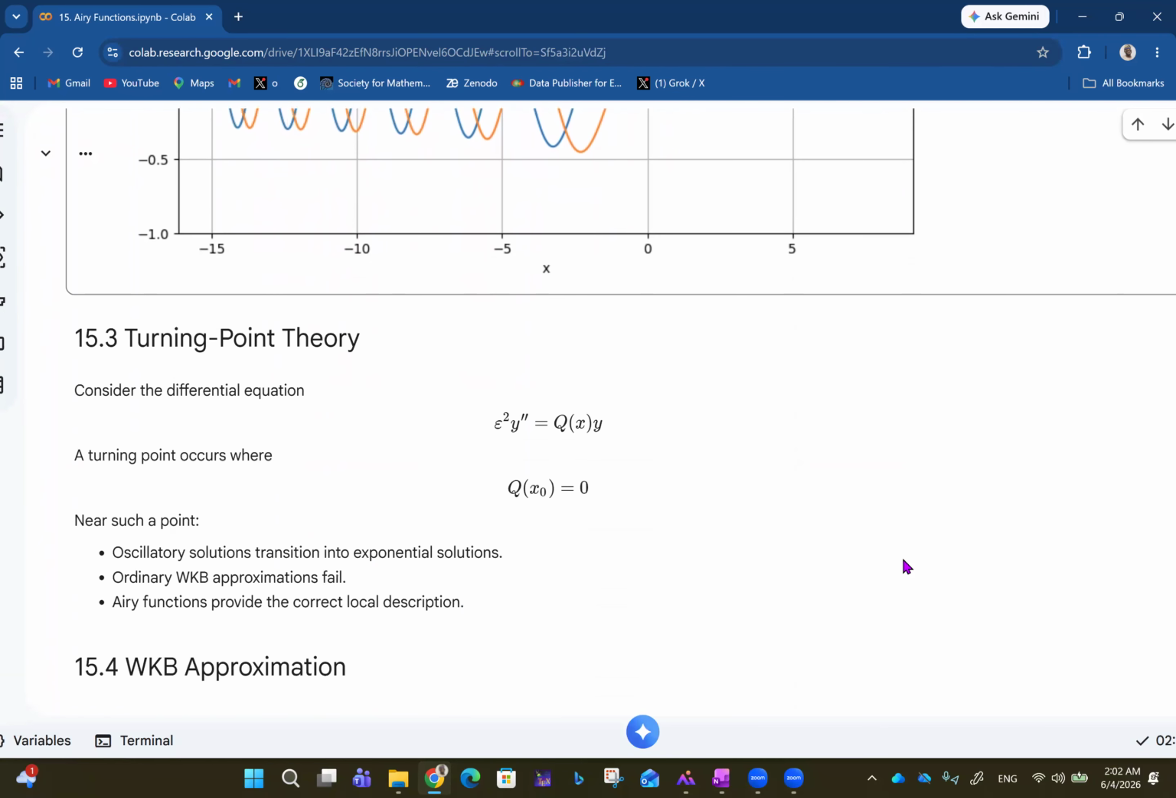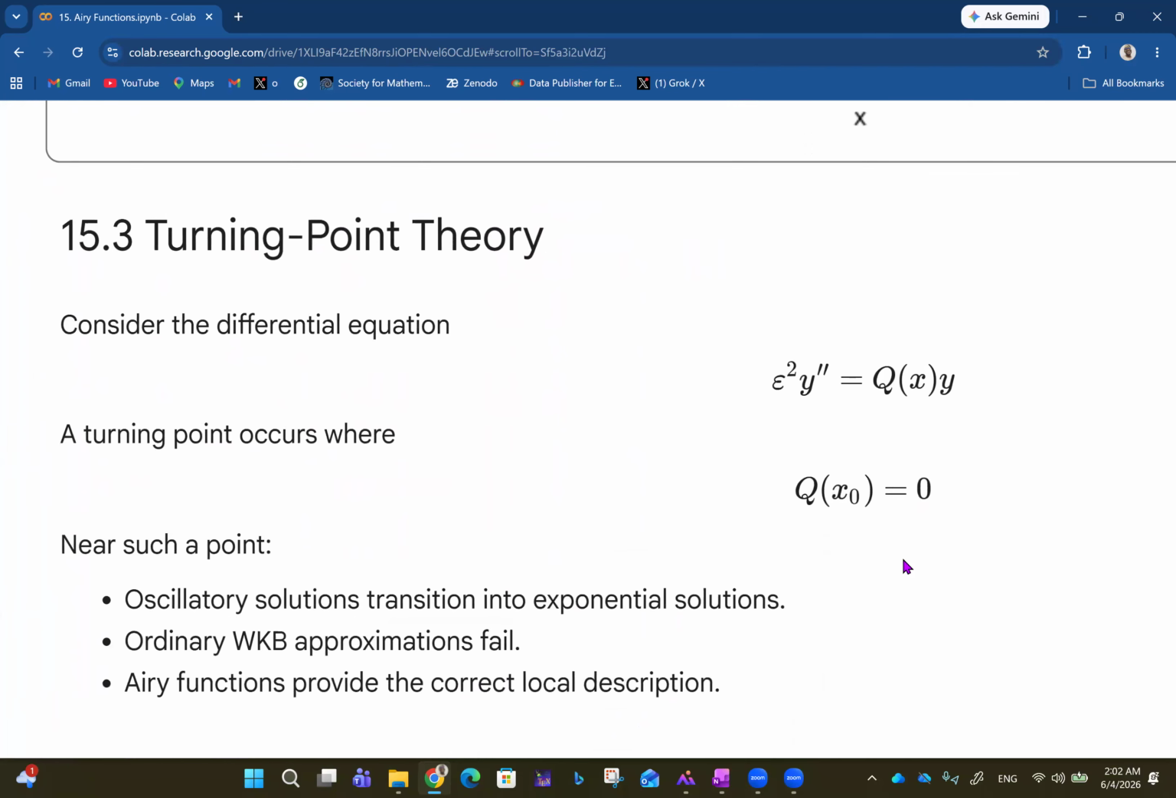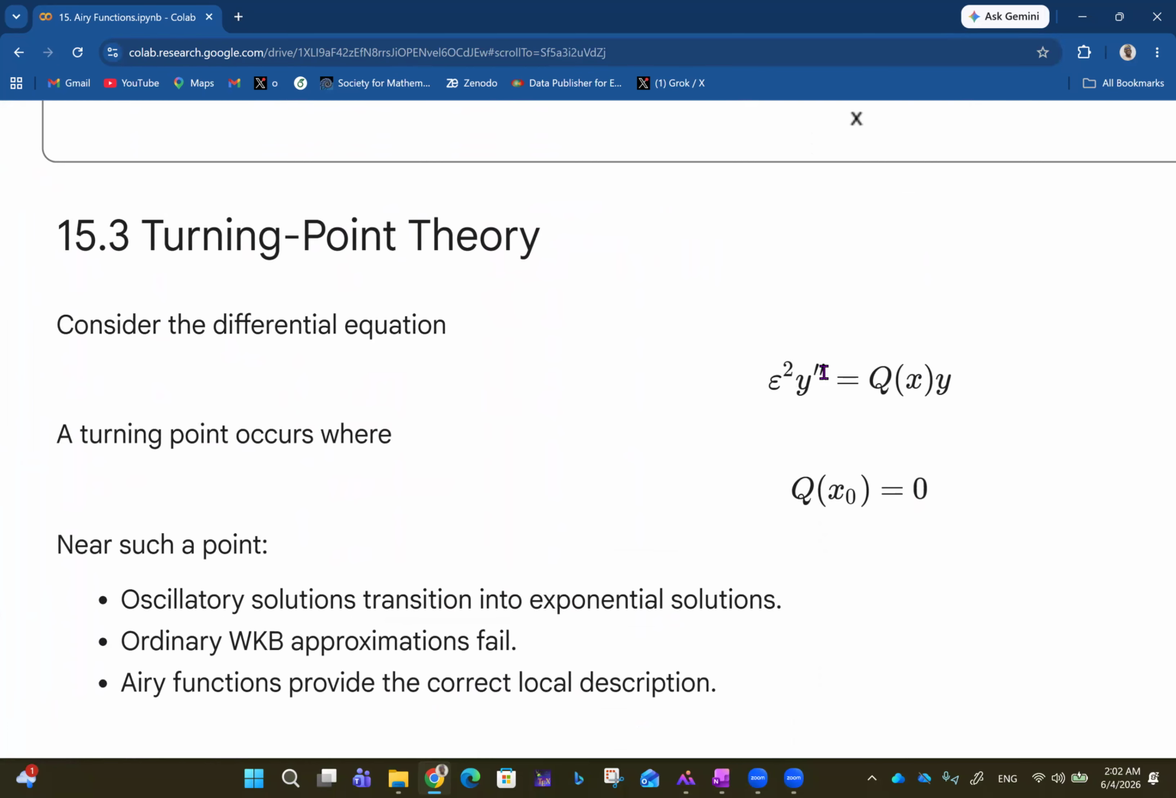Then we have turning point theory. We saw this equation the other time. Consider the differential equation epsilon squared y double prime equals q(x) y. So it looks like the Airy equation is a special case of this turning point theory.